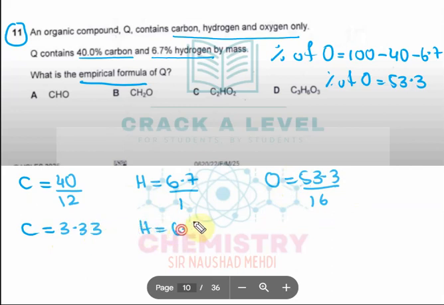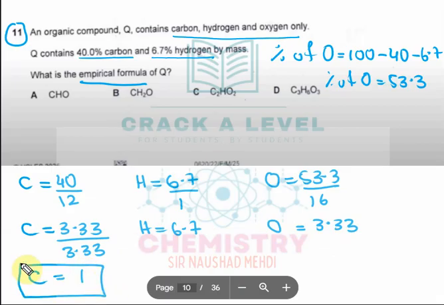Hydrogen would be 6.7 and oxygen would be again 3.33. Now in the second step we need to find out the smallest whole number atomic ratio, for which we have to divide the smallest value with all of these three. So the smallest value is 3.33. So we will divide all the values with 3.33.